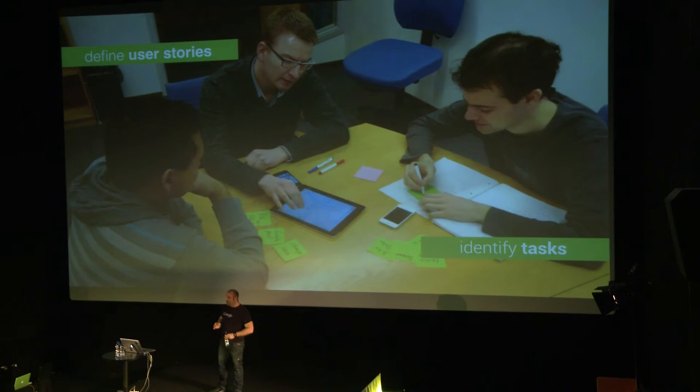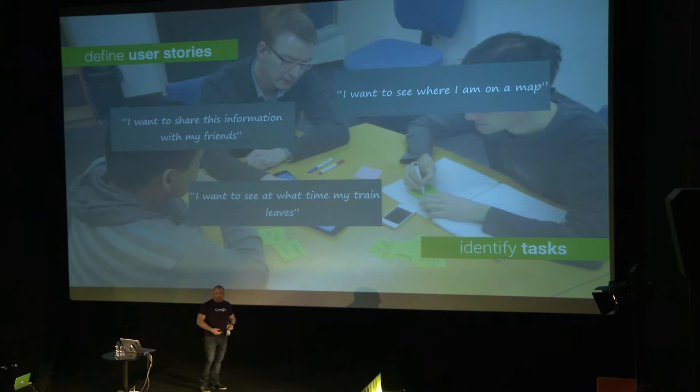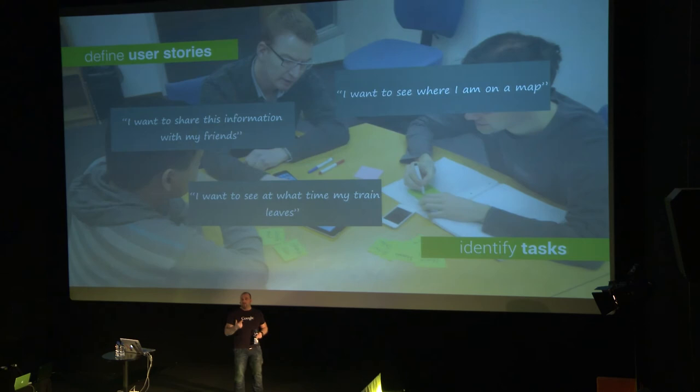So basically, a definition of the smallest function the application should be doing. And let me give you some examples. If you create an application where the customer says, I need to know where I am on a map, I need to share my location, these are the user stories that you need to define to translate into your prototype. If there are any questions, just shout.